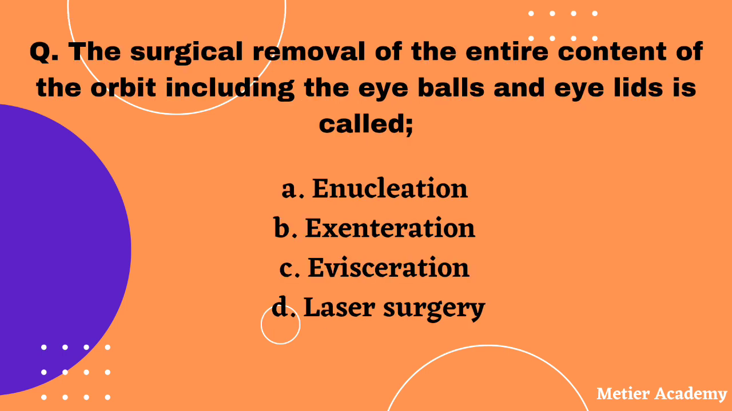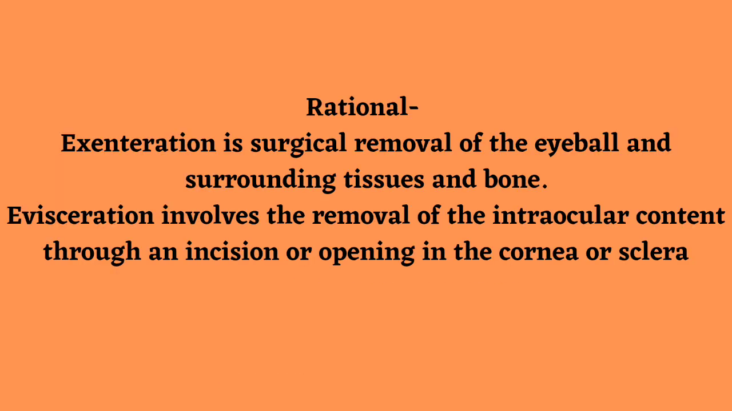The surgical removal of the entire content of the orbit including the eyeball and the eyelid is called? The options are enucleation, exenteration, evisceration, laser surgery. And here the correct answer is option B, exenteration. And the rationale is, exenteration is the surgical removal of the entire eyeball and the surrounding tissues and bones. Evisceration involves the removal of the intraocular content through an incision or opening in the cornea or sclera.